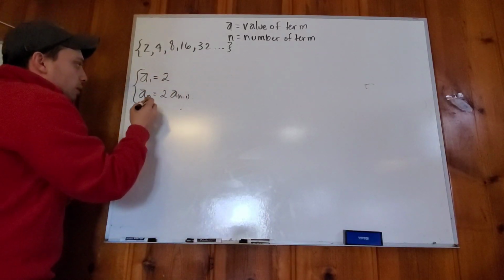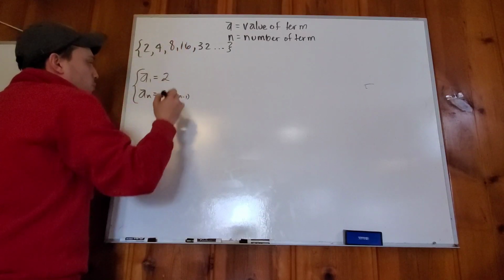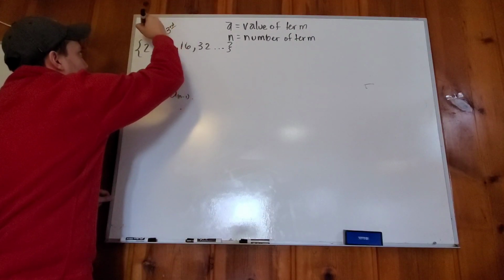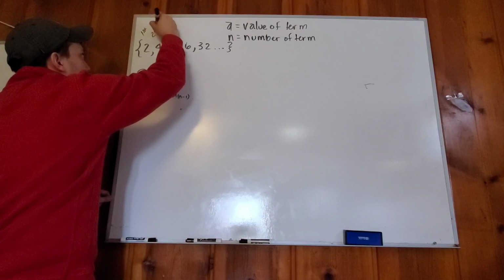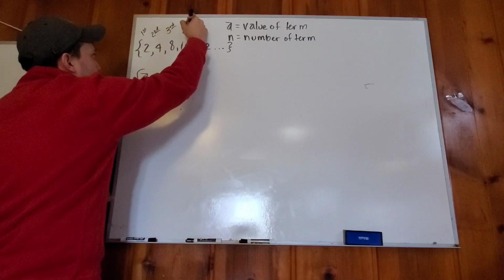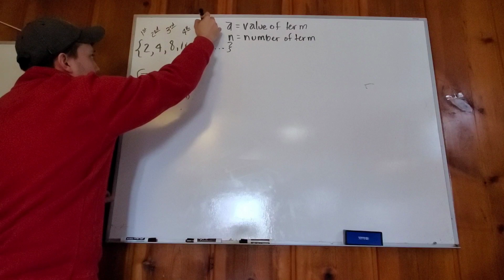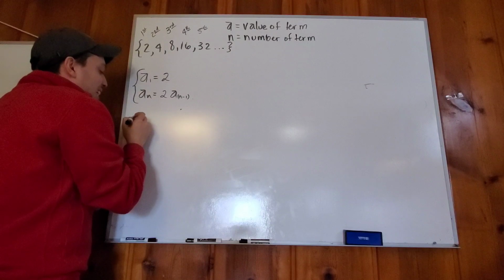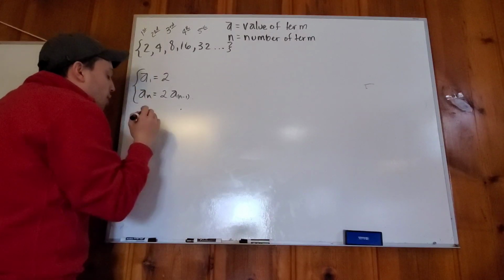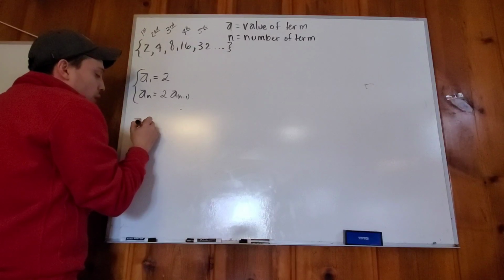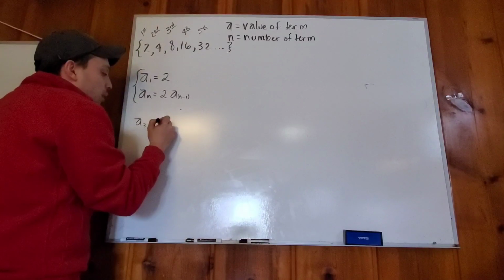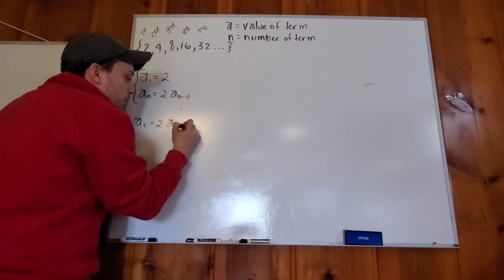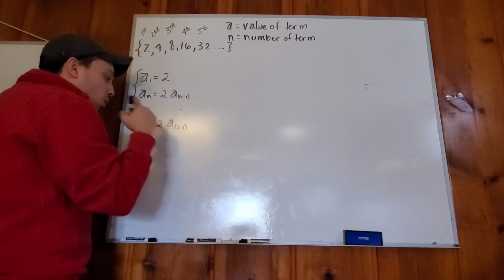So what do I mean by that? Well, let's take 8, for example. What term is that? That's the third term, because we have the first, the second, and then the third, and then the fourth, and then the fifth, and so forth. So let's do it for the third term. Let's try to get the 8. So I'm going to put A of 3. The value of the third term is going to be the same as 2 times the value of my third term minus 1. 3 minus 1 is going to be 2.